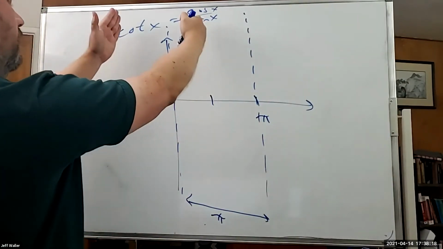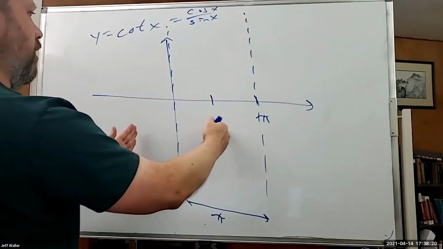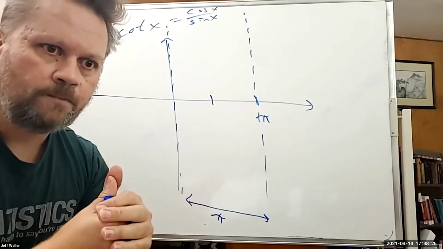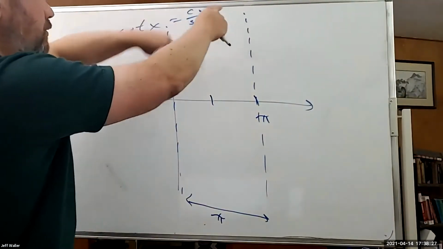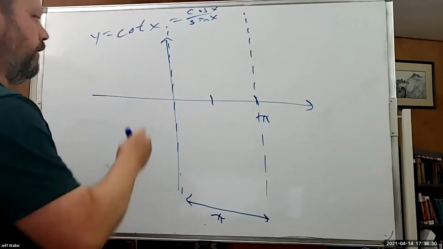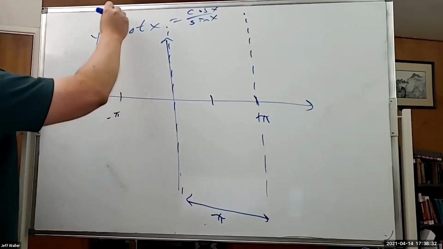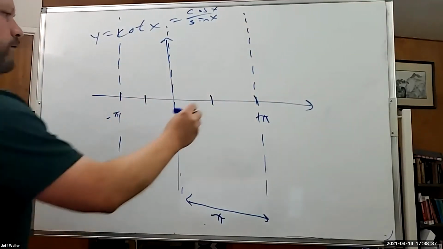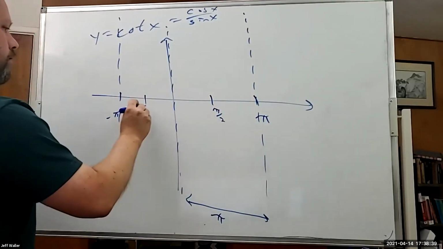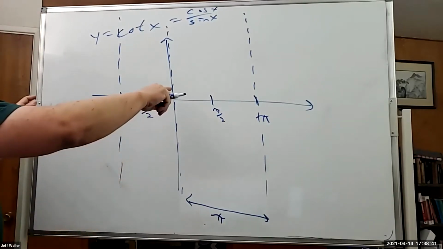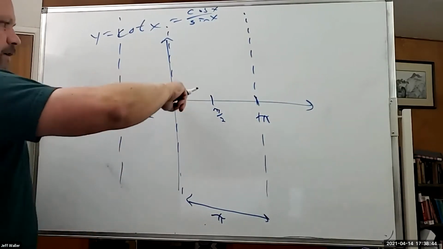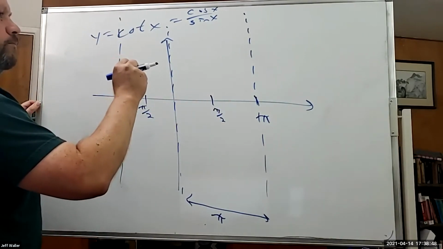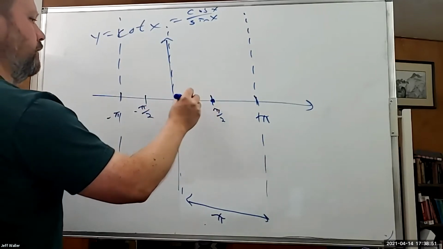So tangent had asymptotes 90 degrees off from cotangent, which makes sense because they're kind of based on things 90 degrees off from each other. All right, and then of course there would be another one at negative pi, and it goes forever. What is cotangent of pi over 2? 0. Now let's think about this.